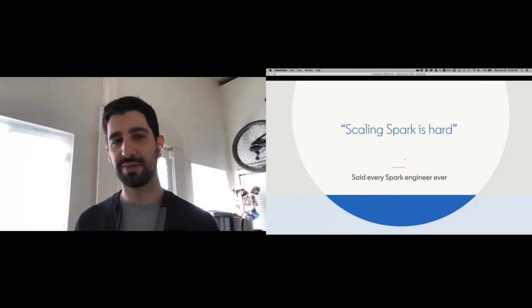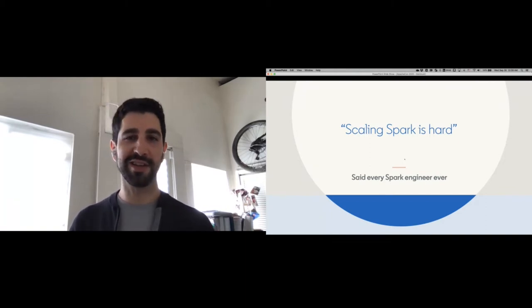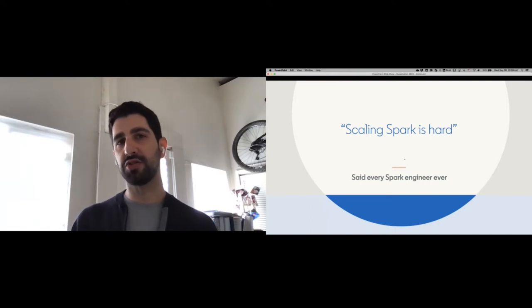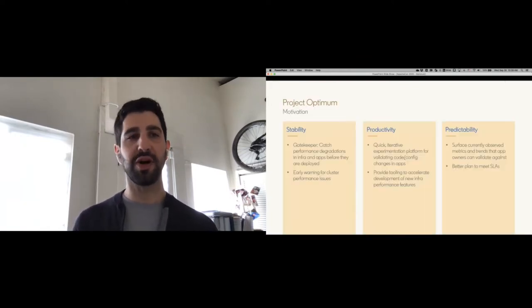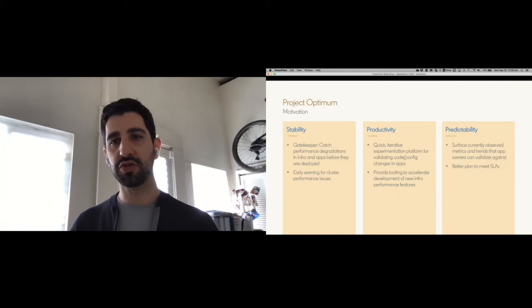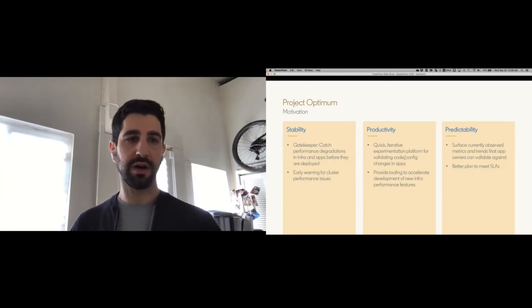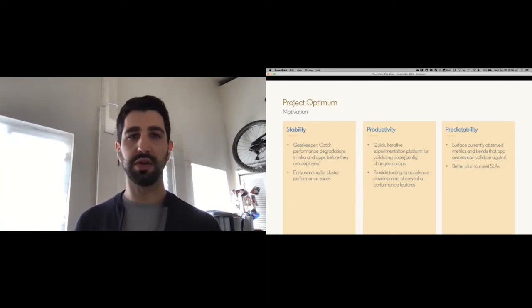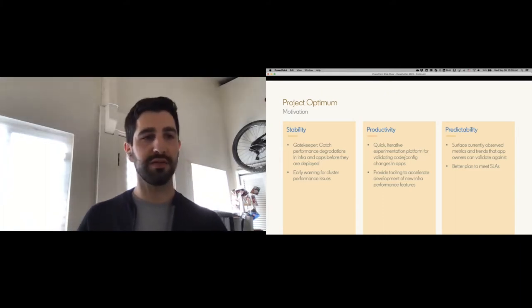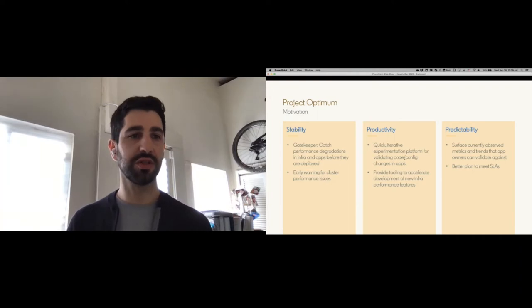So what is Project Optimum? First of all, as most of you already know, scaling Spark is very hard. And this is where we come in and try to alleviate those problems and make it easier for users to make their jobs more efficient. So the motivation is three things that I can think about as a global idea that we need to consider. First of all, stability is a very important thing that we want to introduce into the system.